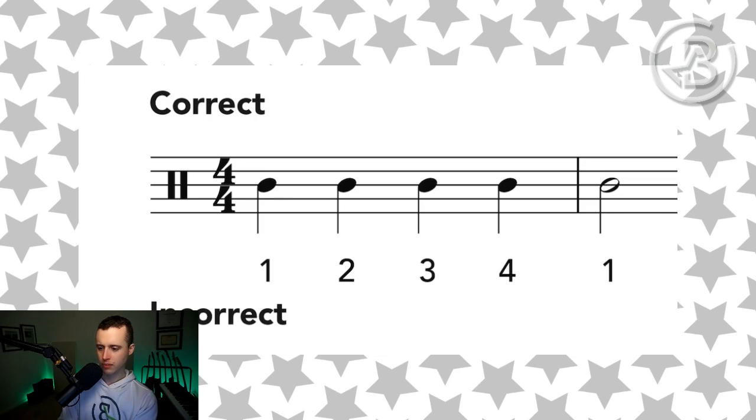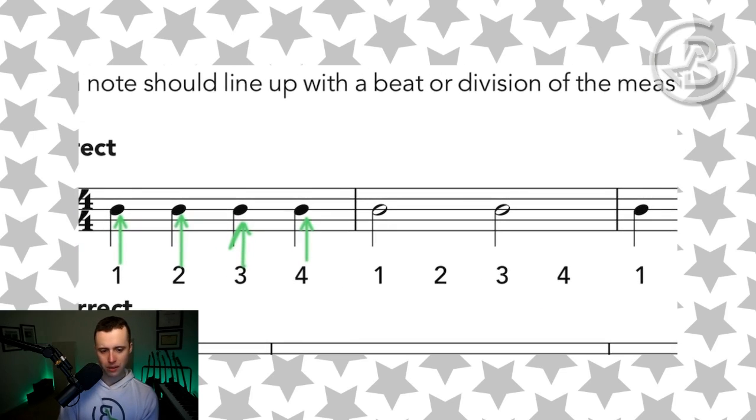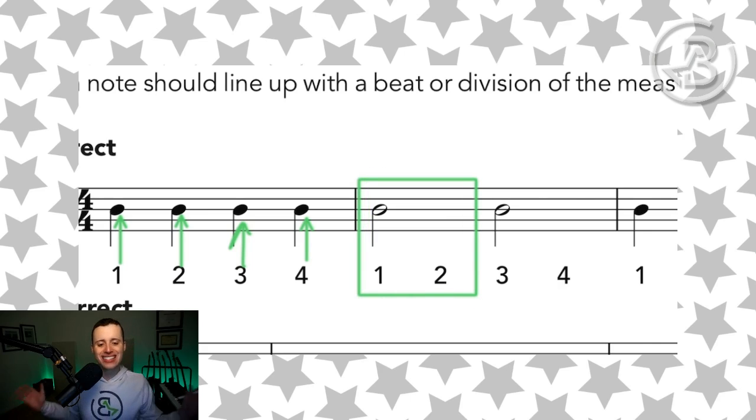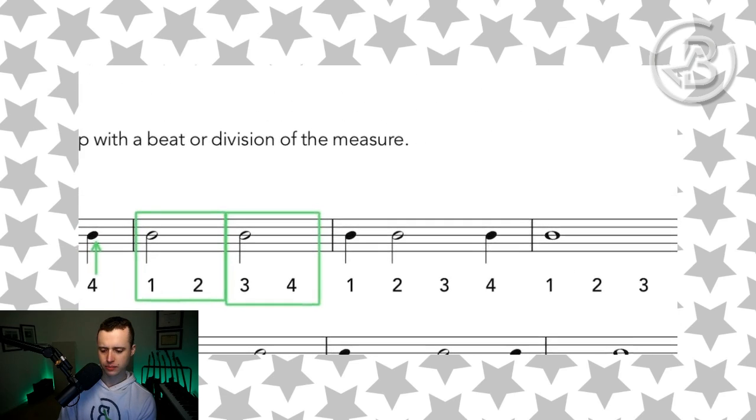So let's look at measure 1. And sure enough, each quarter note is lining up exactly with a beat or a count. Now what's interesting is if we compare measure 1 and measure 2, you see we have 2 half notes, but these 2 half notes are not written right next to each other. No, they are spaced out evenly so they each take up half the measure. So this half note gets 2 beats or 2 counts, and it takes up the space for 2 beats or 2 counts. Same thing with this half note right here.